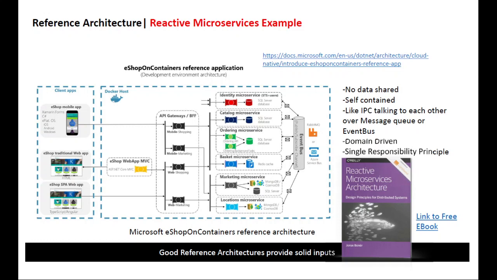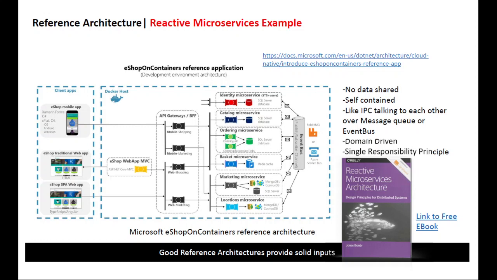And you have API gateways, which will tune it to the client applications you are looking at, and Docker based, container based mechanisms, which provide us the capability to take care of dependencies in a more contained fashion. So here we are talking about mostly no data shared, self-contained, over a message queue, like IPC talking to each other, or an event-based, domain-driven, and single responsibility kind of approach.